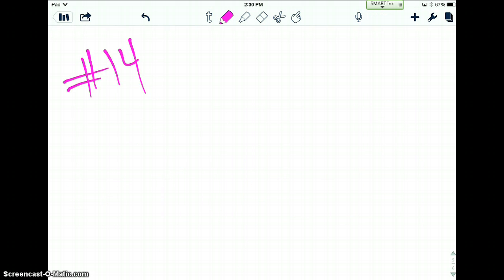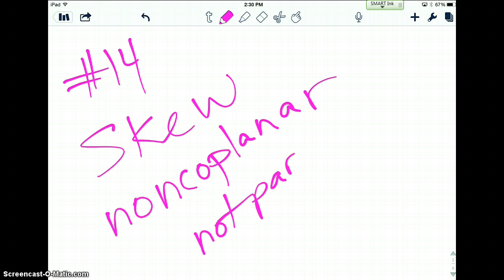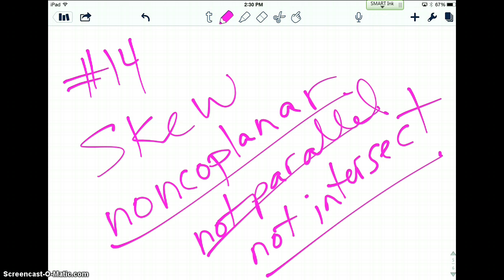Okay, let's look at 14. 2 lines that are skew to EJ. So hopefully you got from Henry what the definition of skew lines is. Skew means that they are non-coplanar, right? They don't exist on the same plane, and the lines are not parallel with each other, and they do not intersect. Okay: not parallel, not intersecting, not on the same plane.